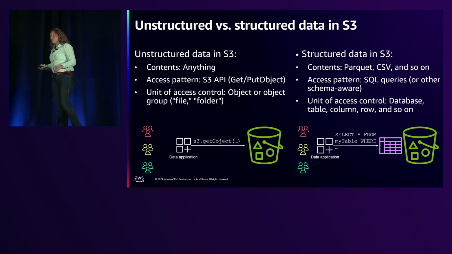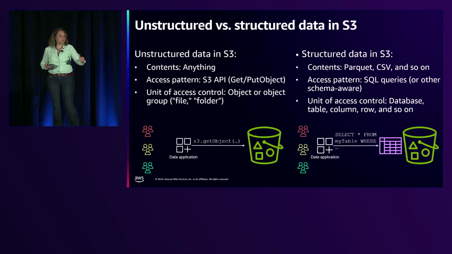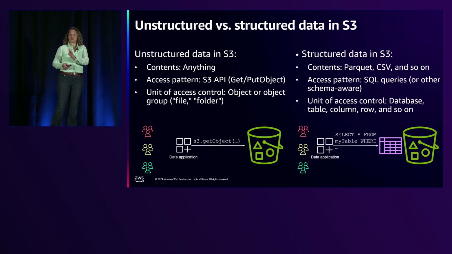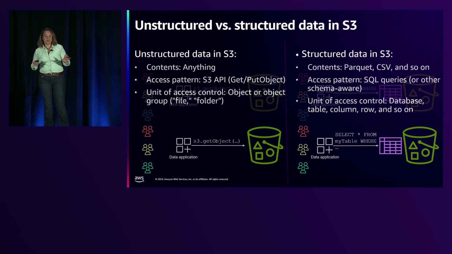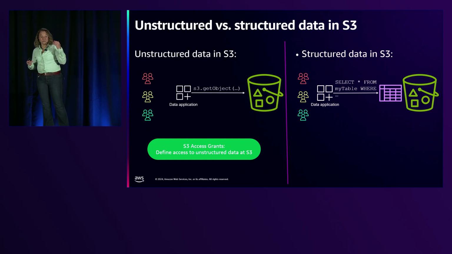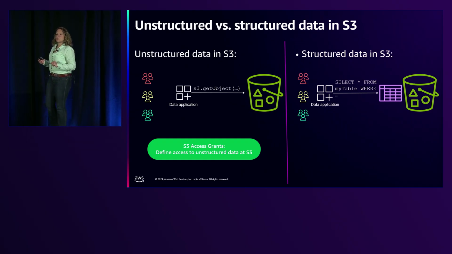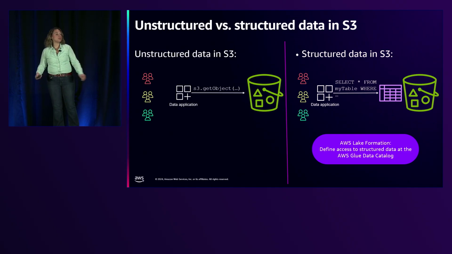Now remember, unstructured means your pattern is file by file, get object, put object, not so concerned with the contents of the objects. Structured data is very concerned with the contents of the objects, with the schema, and the units of access control are tables and columns. So we have these two different approaches. For unstructured data, we're going to talk about S3 access grants. S3 access grants launched about a year ago. We're going to also talk about Lake Formation.